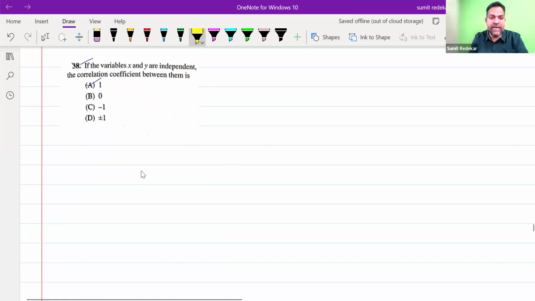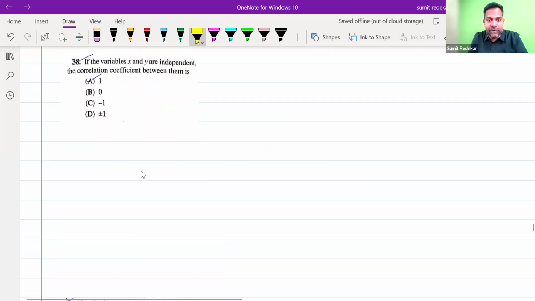Question number 38. If the variables x and y are independent, what is the correlation? Well, you said it right there. They are independent. If they are independent, they have absolutely nothing to do with each other, which means the correlation coefficient will be 0.